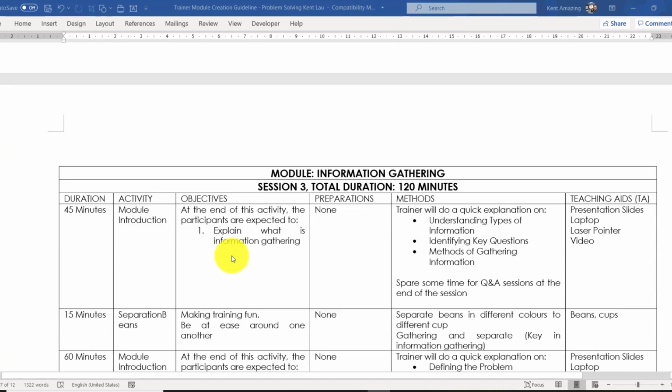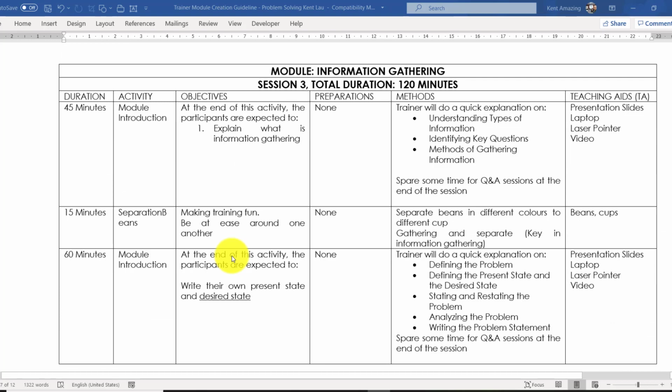Now session 3 is about information gathering. This is a harder one. It's 120 minutes, divided into 3 parts. The first 45 minutes is the module to understand the types of information.